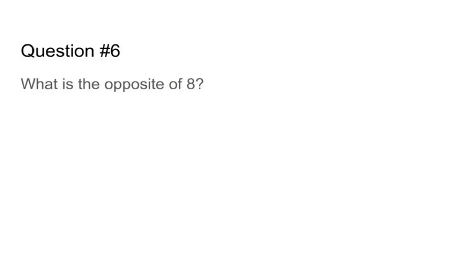What is the opposite of 8? Again, opposite is the same distance from 0 that 8 is. So 8 is on the positive side. So what is the opposite of 8? Choose your answer. So the opposite of positive 8, we should have chosen negative 8. I hope you're getting all these right.